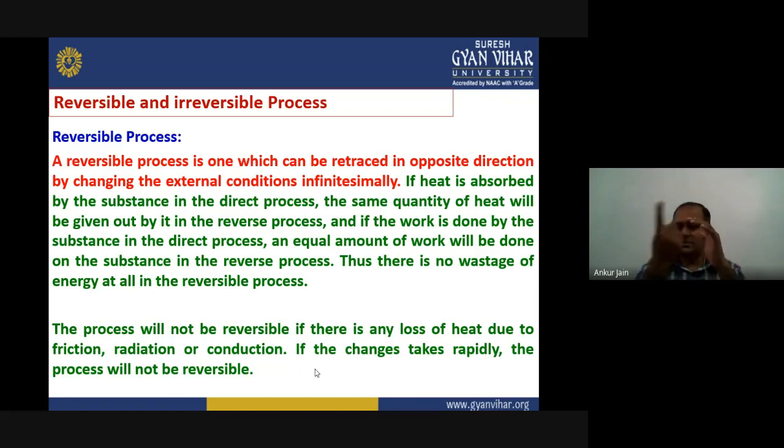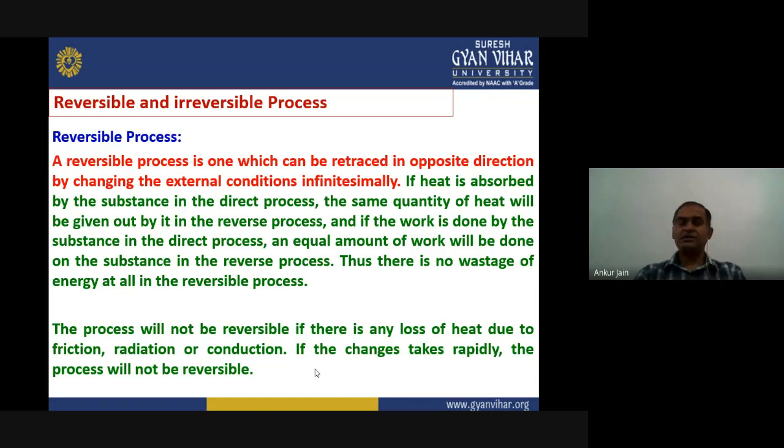Okay, either it is in heat terms or in work terms. So that means there is no wastage of energy in the reversible process. If there is any loss of heat due to any phenomena such as friction, radiation, or conduction, then the process cannot be reversible, because we cannot achieve the same amount of heat in the reverse process.